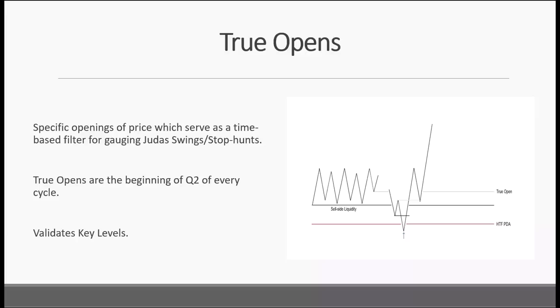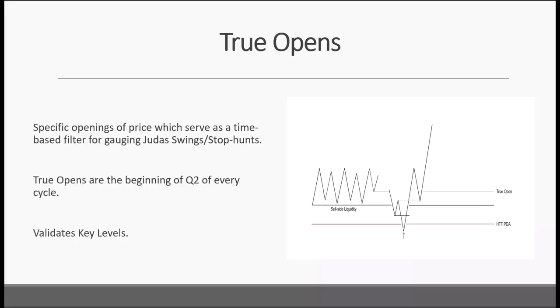The true year open is the opening price of the first Monday of April. The true month open is the opening price of the second Monday of the month. The true week open is Monday at 6 p.m. The true day open is 12 o'clock midnight.